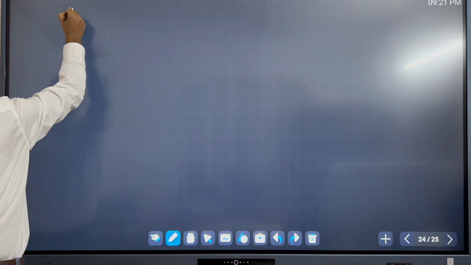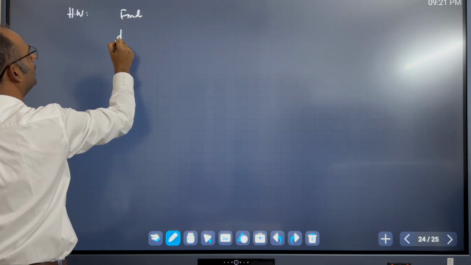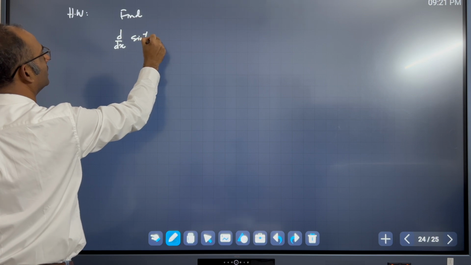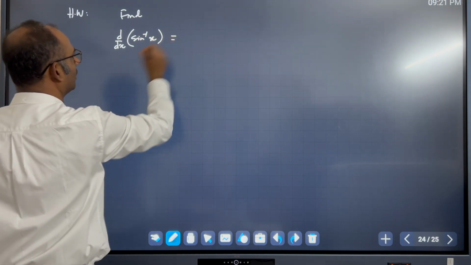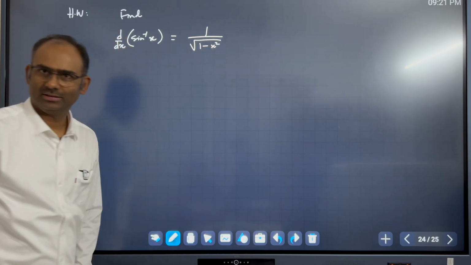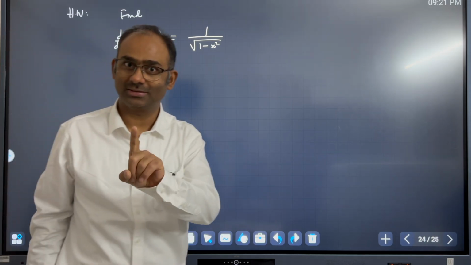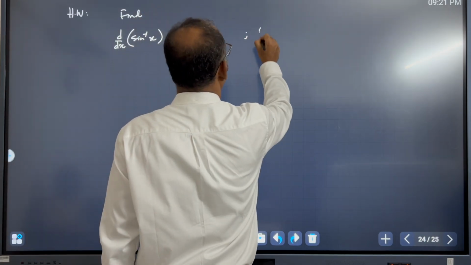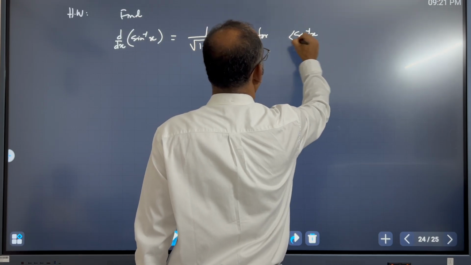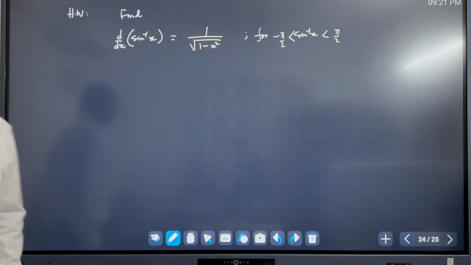So homework is find d over dx of sine inverse of x, that I have done already. Is this problem well defined? No. I have not specified the branch. Okay, repeat the exercise for the principal branch.